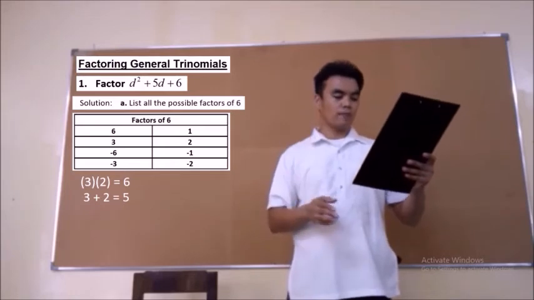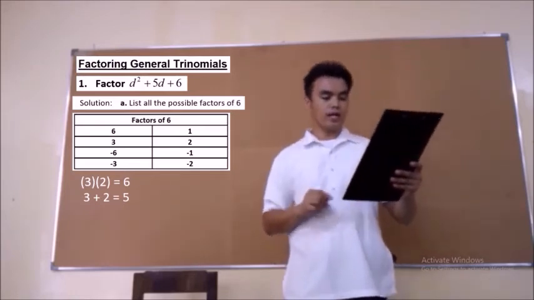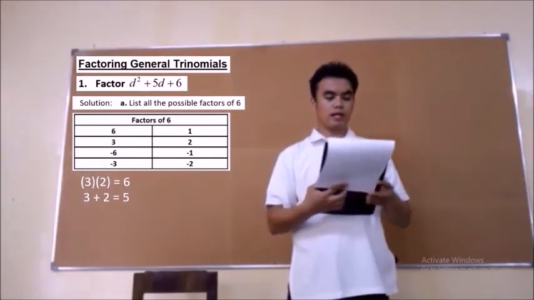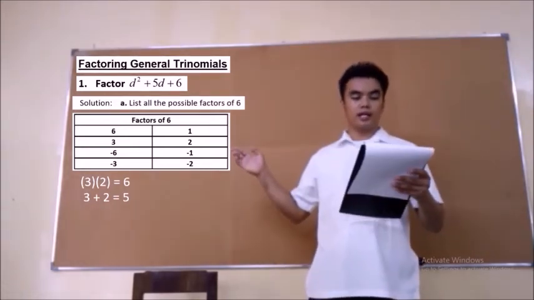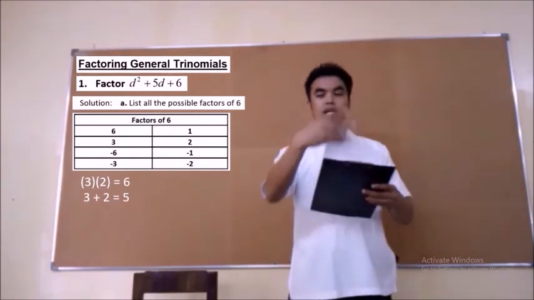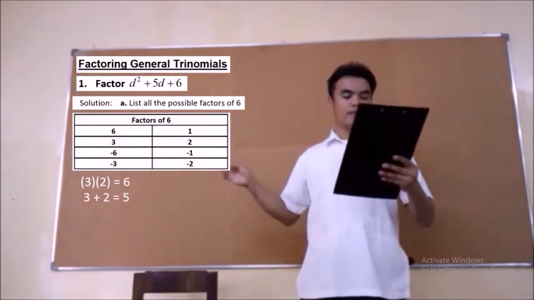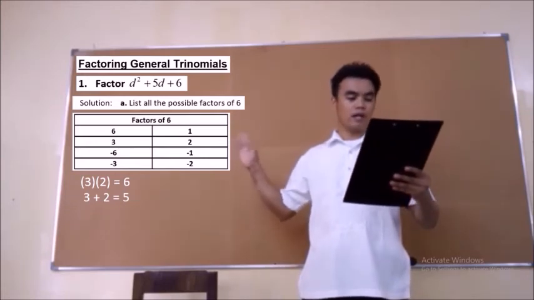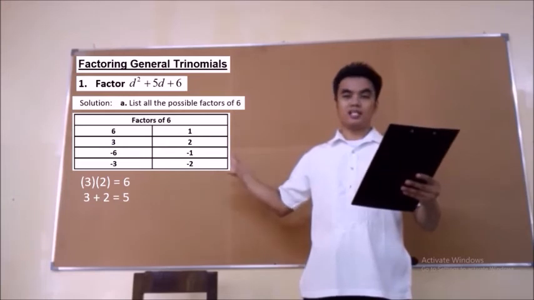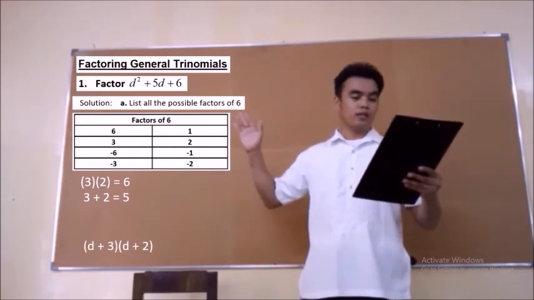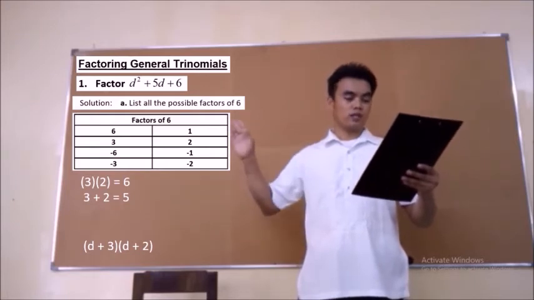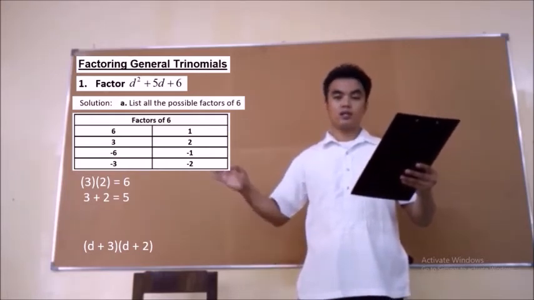So, our factor, since ang nakuha natin dito is 3 and 2, na pag pinag-add mo sila ay magiging 5, which is in the middle term. So, yan ang magiging factor natin. The factor of this given trinomial d squared plus 5d plus 6 is equal to the quantity d plus 3 times the quantity d plus 2.